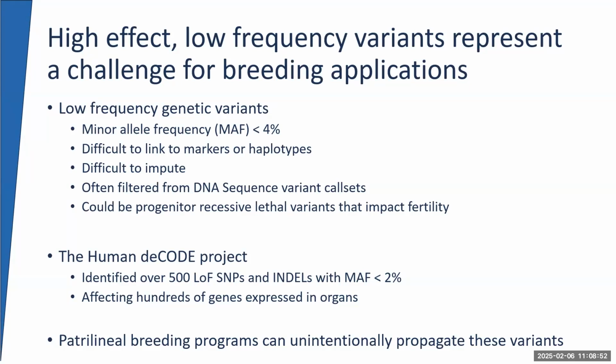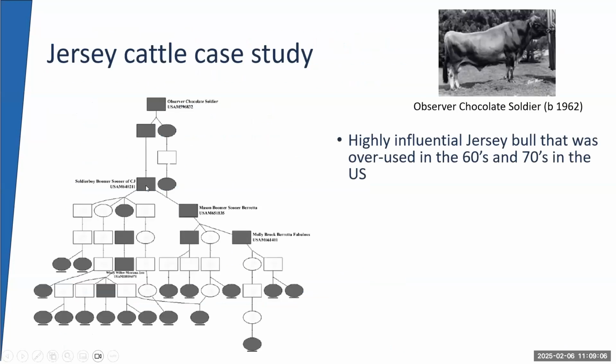Within animal populations, though, there's an important difference. In some species, we use patrilineal breeding programs, which can actually exacerbate the problem and help propagate these variants more widely. And to give you an example from my previous career working in cattle, there was a highly influential Jersey bull called Observer Chocolate Soldier, who was used in the 60s and 70s extensively in breeding programs for the Jersey cattle breed.